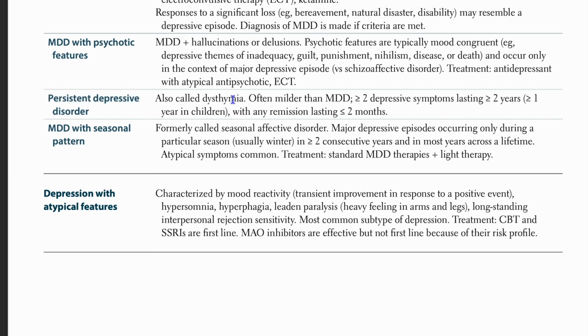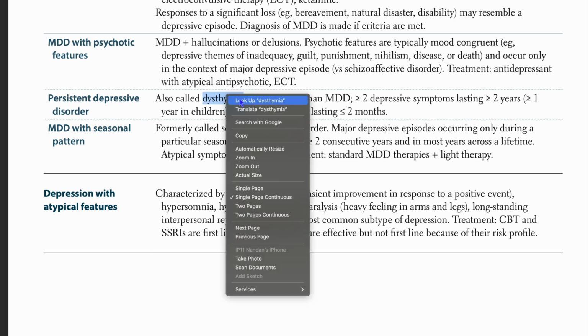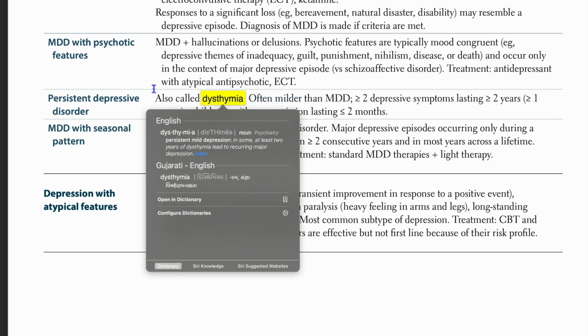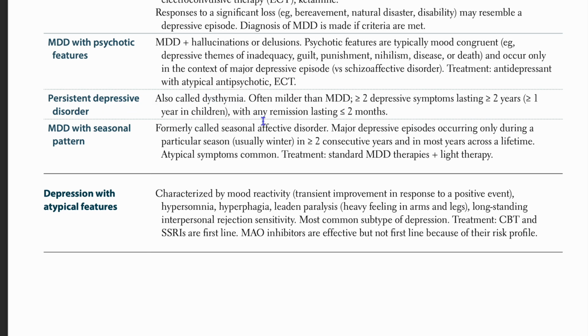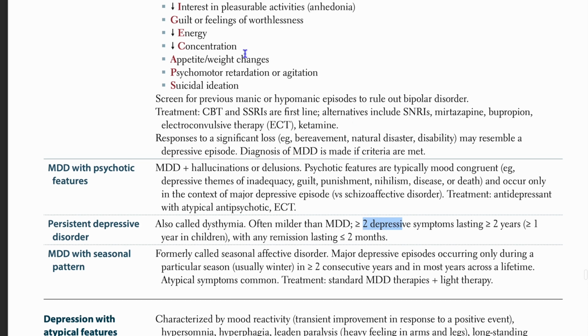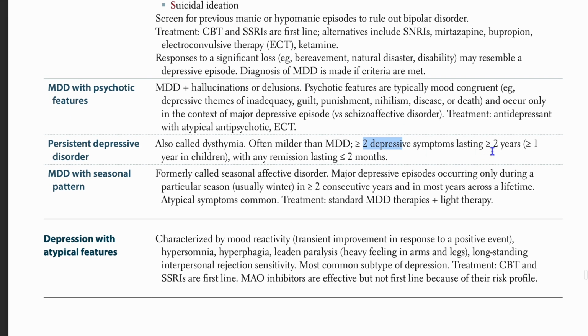Persistent depressive disorder, also called dysthymia, is often milder than MDD. Two or more depressive symptoms lasting 2 or more years. Also called dysthymia. Look that up. Persistent mild depression. Okay. So if it's any two of these symptoms lasting more than 2 years, it's called persistent depressive disorder. In adults it's 2 or more years, but in children it's 1 or more years, right? With any remission lasting less than 2 months.